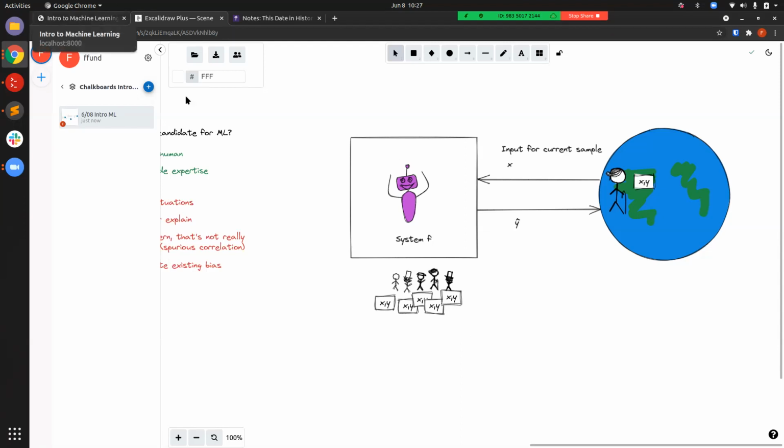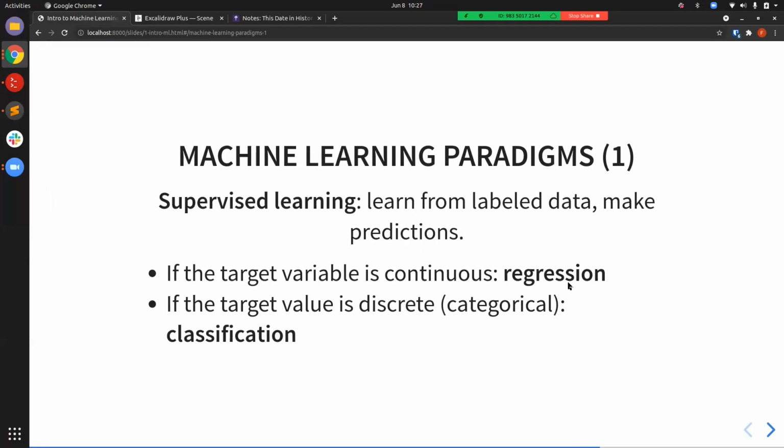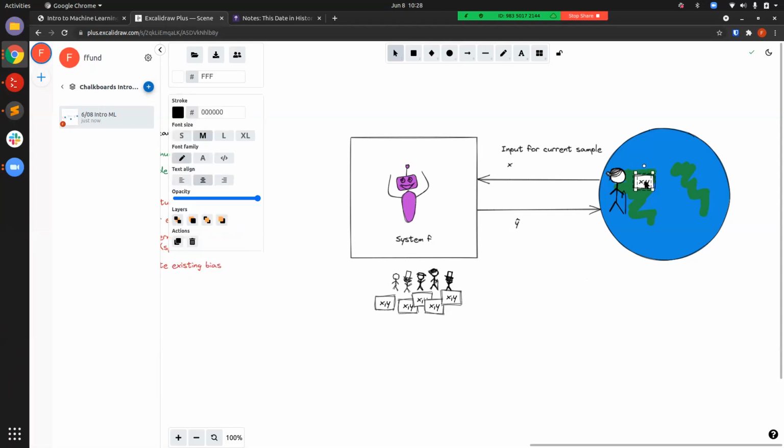And depending on what kind of value Y is, if it's a continuous valued value, like a real number, we call it regression. If it's discrete, like categorical, we call it classification. Okay. Now, that was supervised machine learning. In unsupervised machine learning, it's a little different. We still produce some target variable.